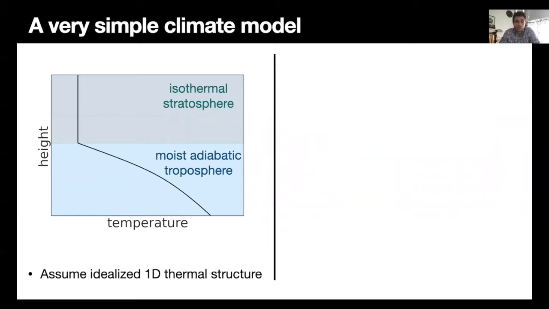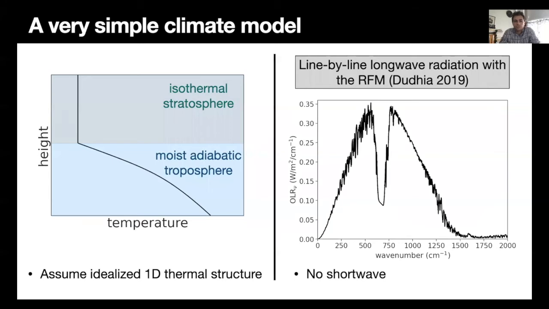It's a one-dimensional model with an assumed thermal structure. We have a moist adiabatic troposphere capped by an isothermal stratosphere at a fixed temperature. And for radiation, we used a line-by-line code called the RFM, which was developed by Anu Dudhia. And so we've got all the spectral information you could want about the longwave fluxes in our model.